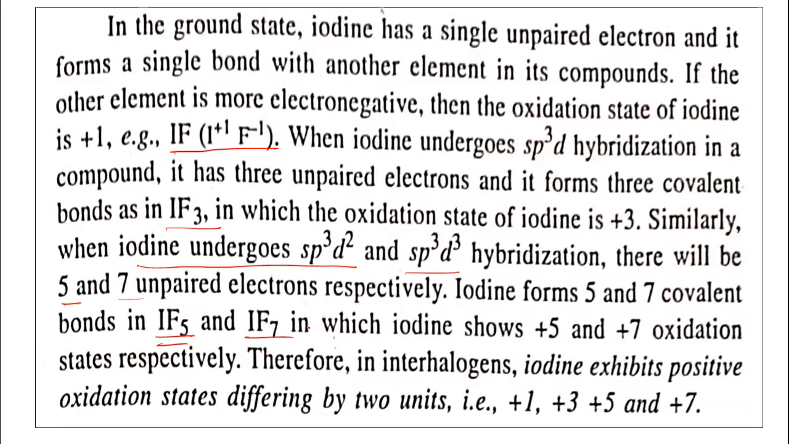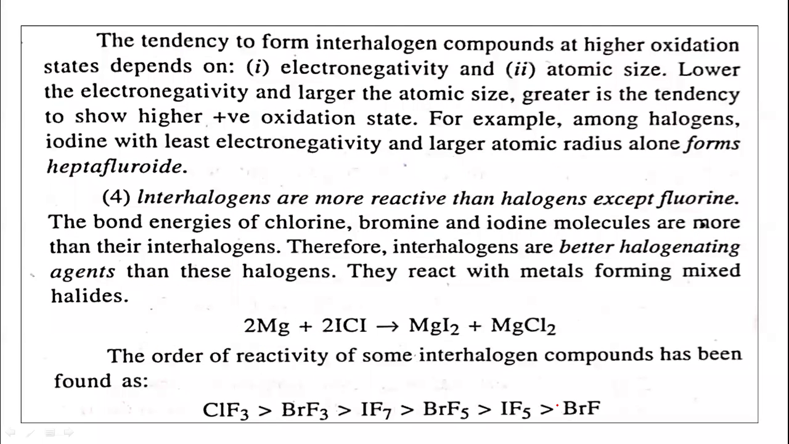So iodine shows higher oxidation states. Only iodine exhibits the higher positive oxidation states +1, +3, +5, and +7. Those oxidation states are not possible in the case of the other halogen elements. The tendency to form interhalogen compounds at higher oxidation states depends on some factors. So why only iodine shows higher oxidation states? Why not chlorine? Why not bromine?